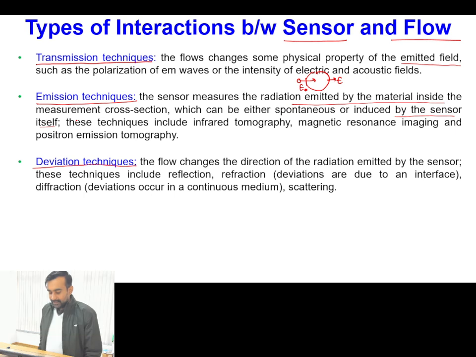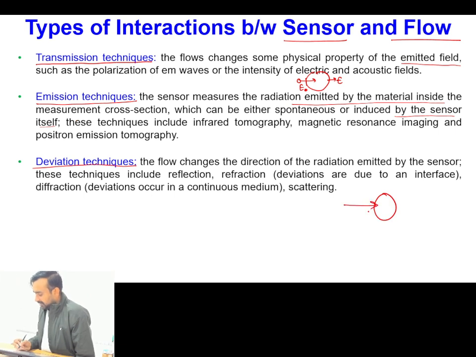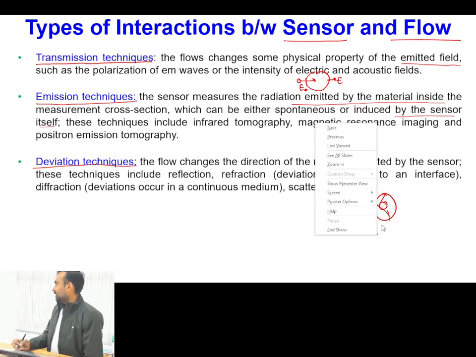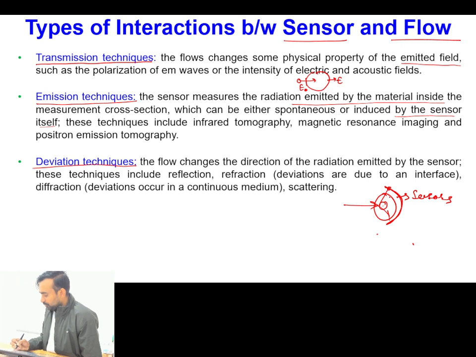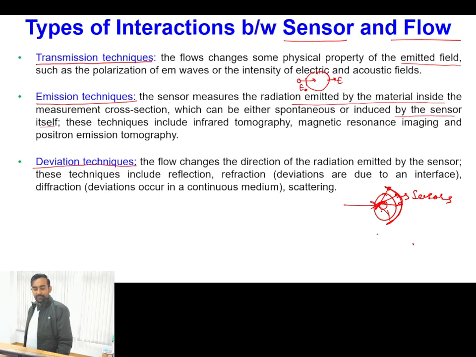And third is the deviation technique. In case of deviation technique, you are sending some ray, and because of the reflection or refraction, it is changing. Based on that change, I have put a large number of sensors along the pipe periphery, then I can determine whether it is going to this sensor or this sensor, and corresponding to that I can define the curvature of the interface. So these techniques which employ this principle are called deviation based techniques.